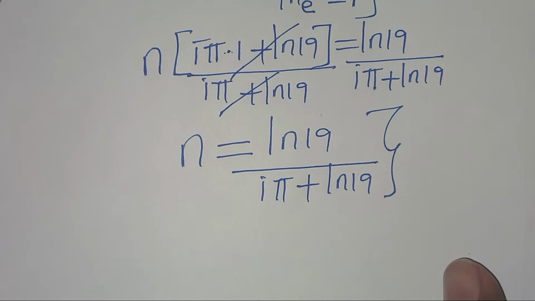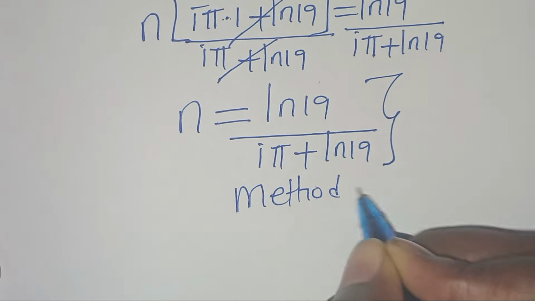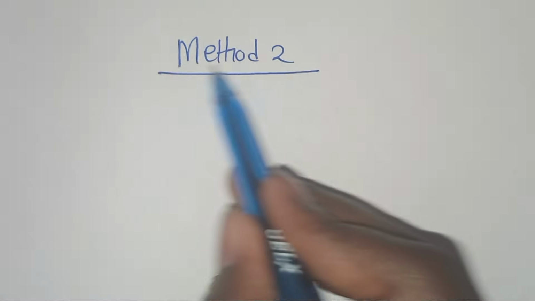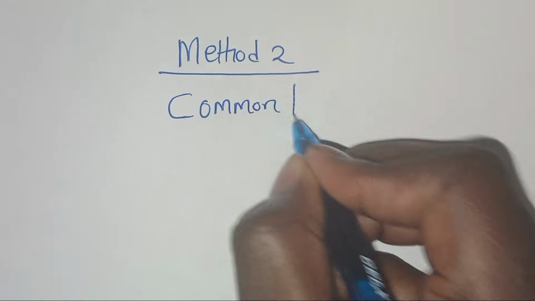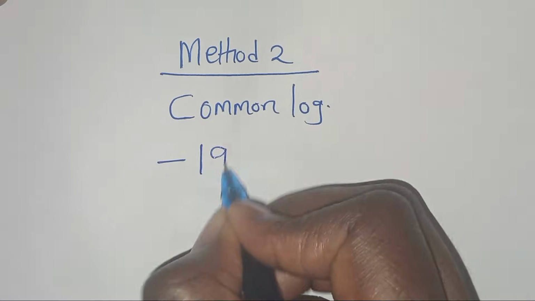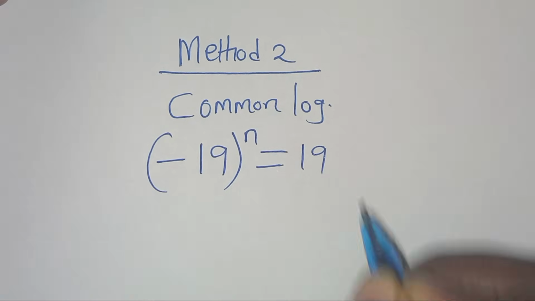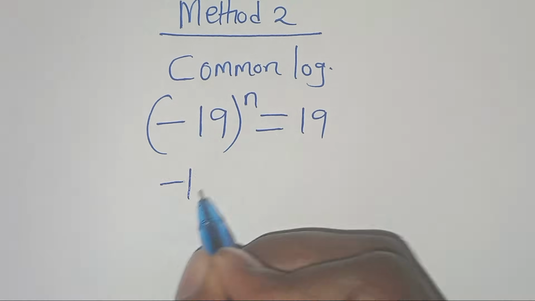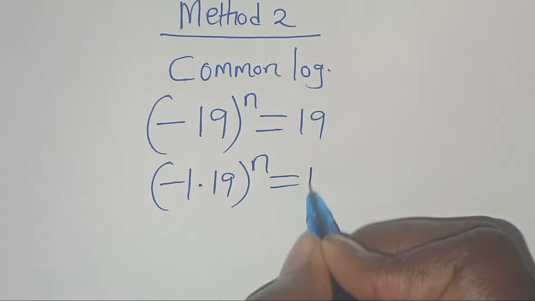So let's proceed to method 2 from here. Now in method 2 here, let's apply common logarithms, so that now we have minus 19 raised to the power of n. This is equal to 19. Now we can express minus 19 as minus 1 times 19 raised to the power of n. This is equal to 19.